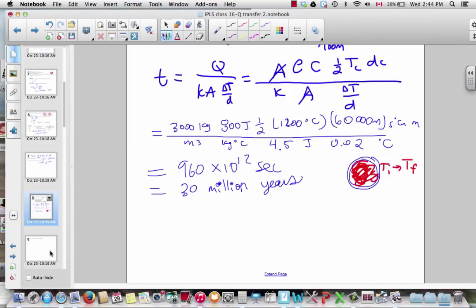But anyhow, this just shows you, this is physics from 150 years ago or so, mid-1800s. This just shows you that with the fairly simple Fourier law of conduction, you can come up with an interesting result, which is the age of the Earth.